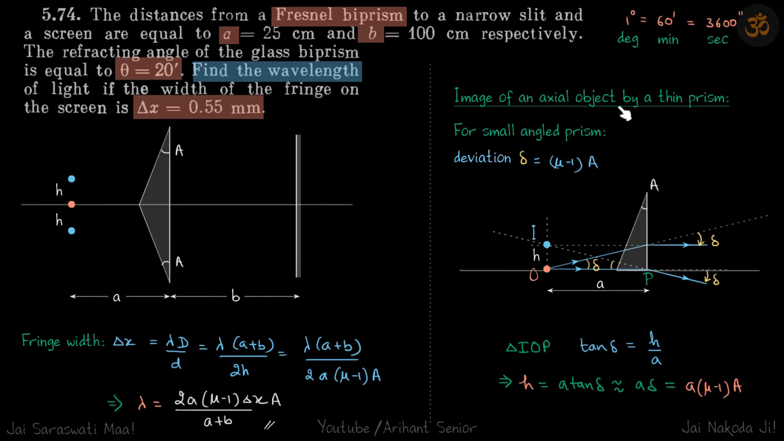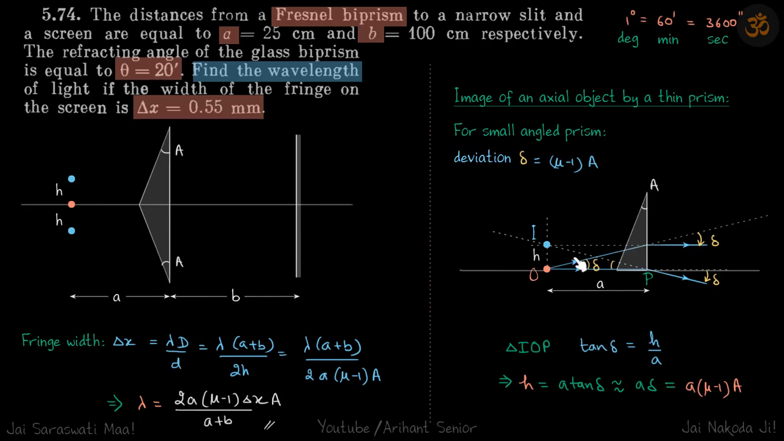So, image of an axial object by a thin prism. Let's take the top half of the prism for convenience. So we have this prism and we have an object here. Now we know that for a small angle prism, deviation is constant and its value is (mu minus 1) into A.